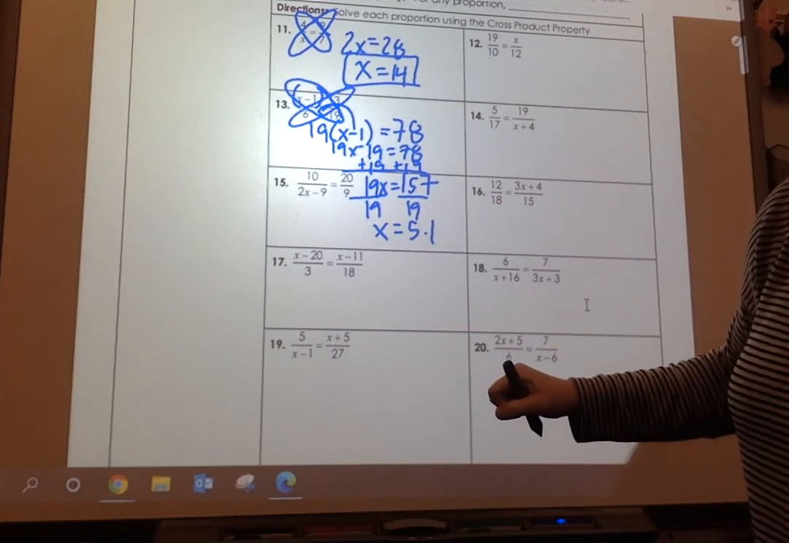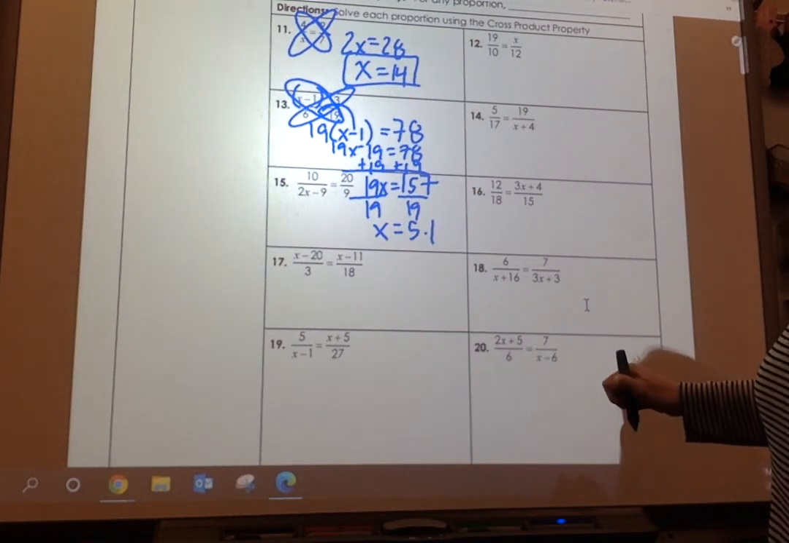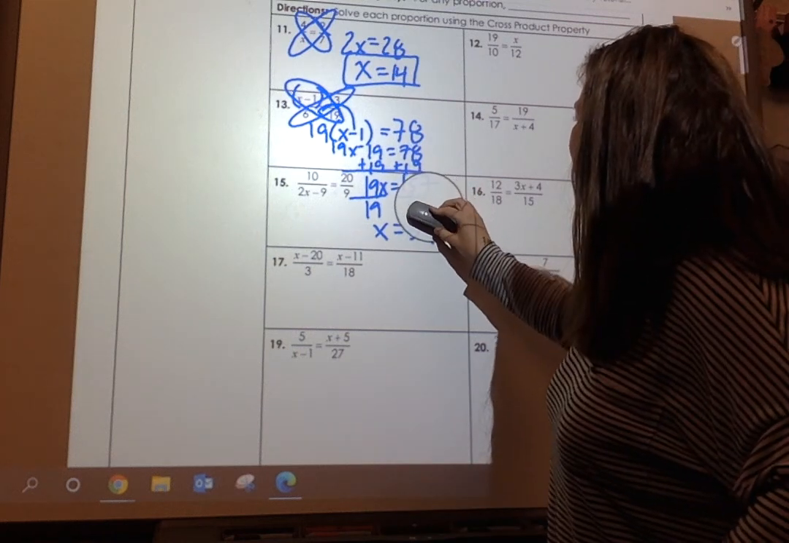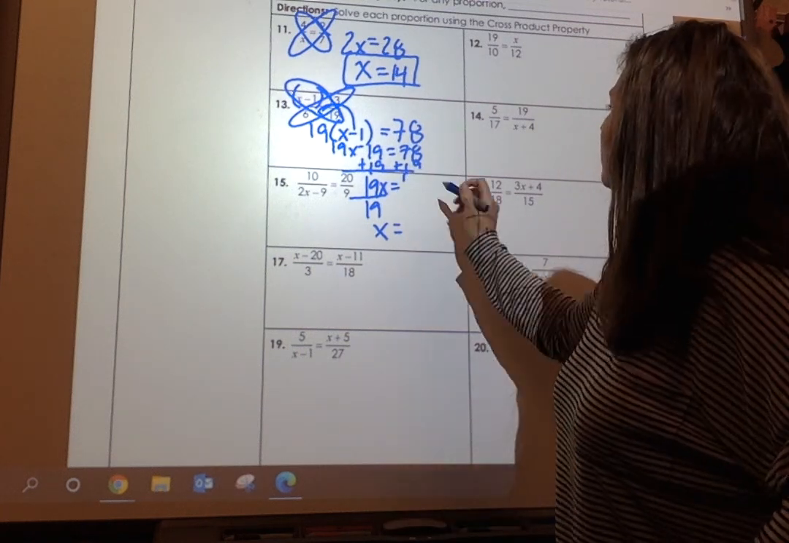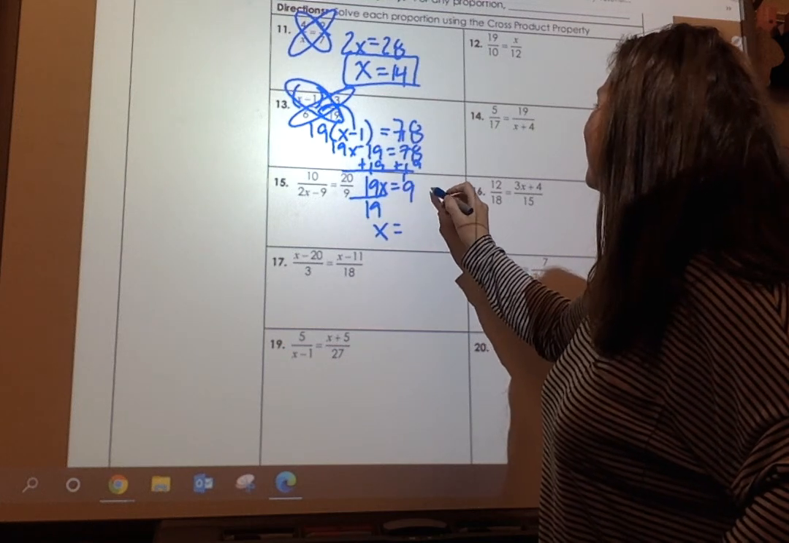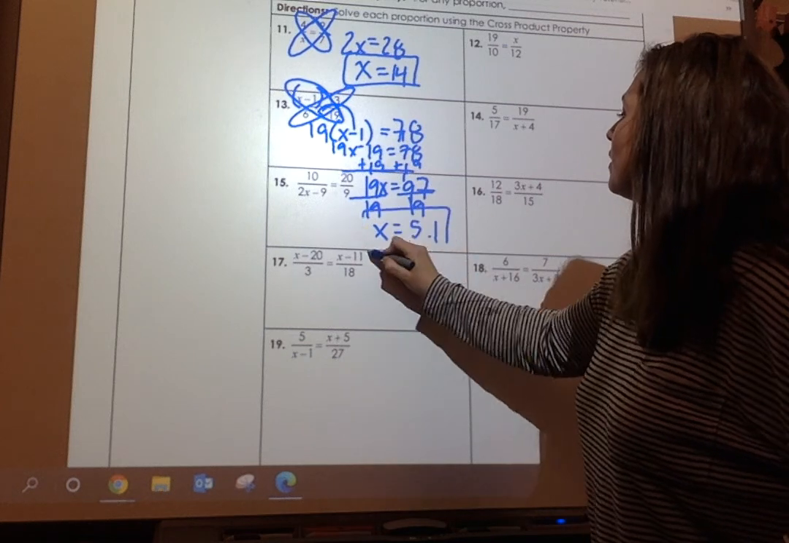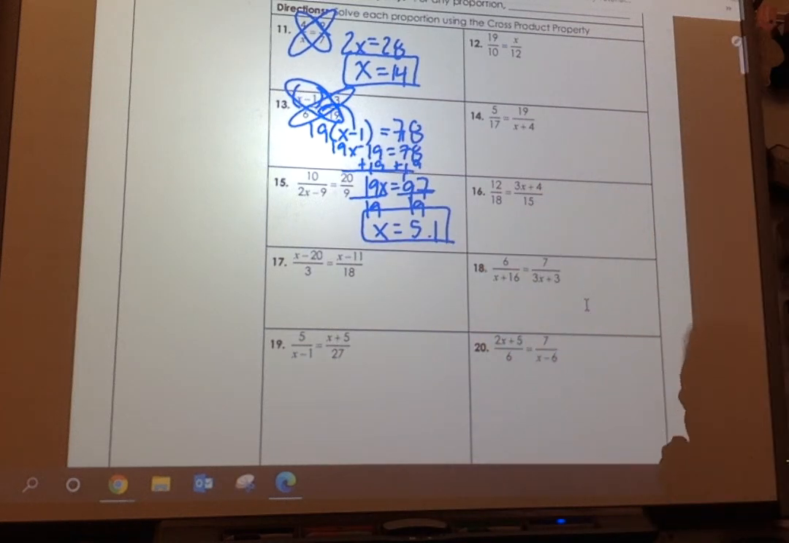That's 157? No, it's not. 78 plus 19 is not 157. What am I doing? It's 97. Whew, I was way off. And when I divide both sides by 19, I get x equals 5.1. So 5.1 is my answer on number 13.